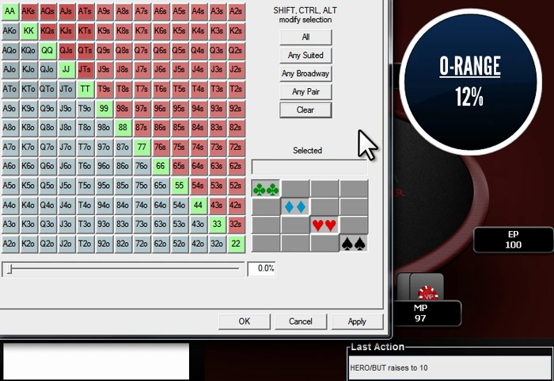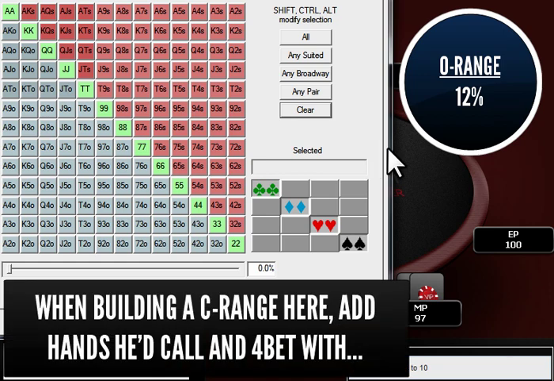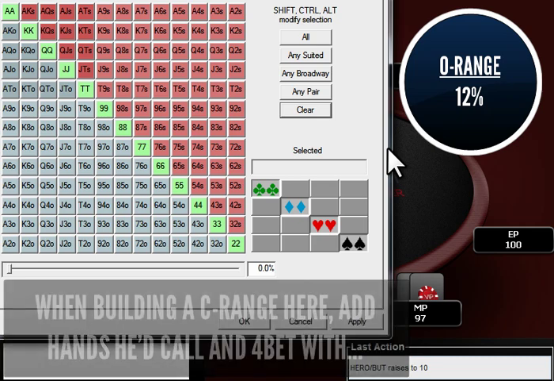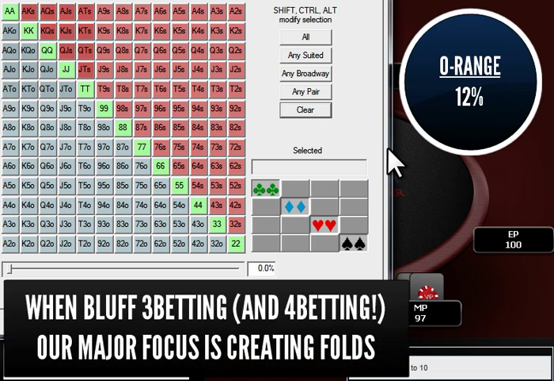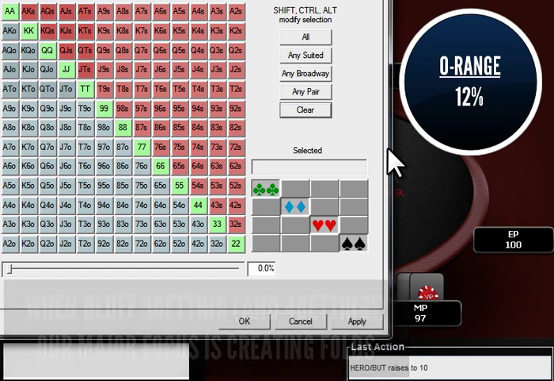When we're building the C range, when we're purely bluffing, we don't really care if he continues by 4-betting or continues by calling. We're just focused on creating folds. So if he's folding enough, we're probably taking the bluff. If we don't think he's folding enough, we're probably not as likely to take the bluff. Very simple. This is not the end-all be-all of strategy.